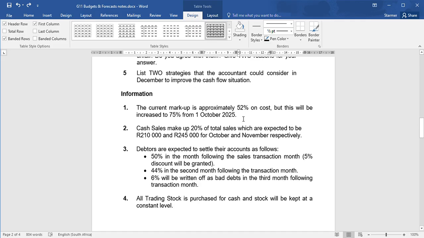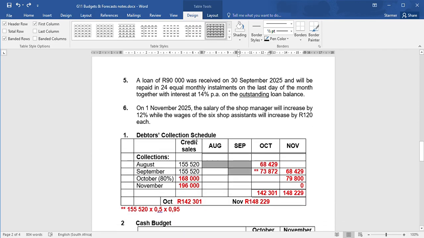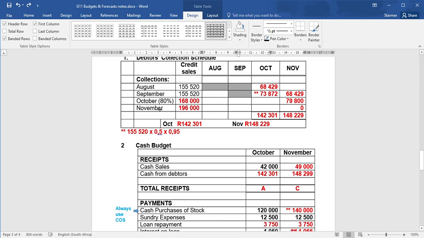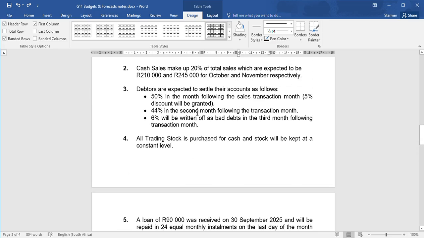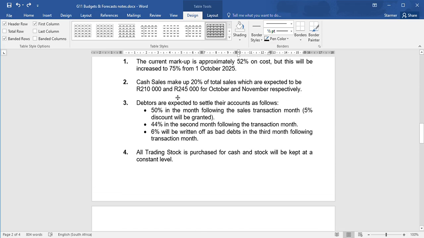They then tell you that cash sales make up 20% of total sales, which are expected to be 210,000 and 245,000 for October and November, respectively. So if cash sales are 20%, you take your total October sales times 80% for credit sales, and your total November sales times 80% to get that credit sales. That I think is fairly straightforward. You just take 80% of each of those two amounts.